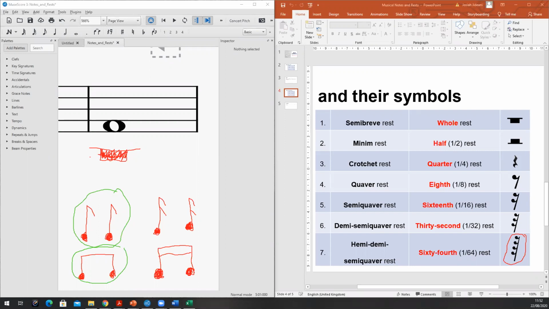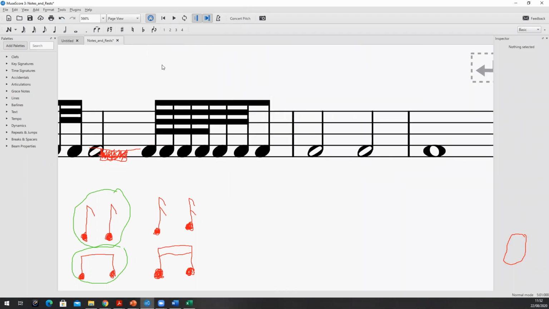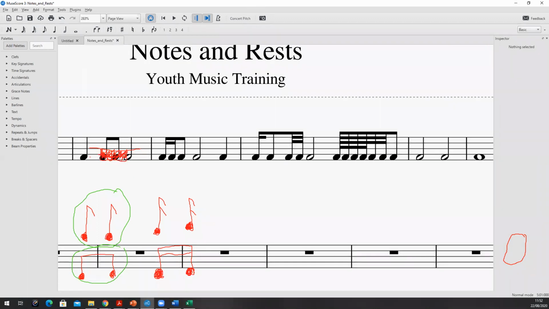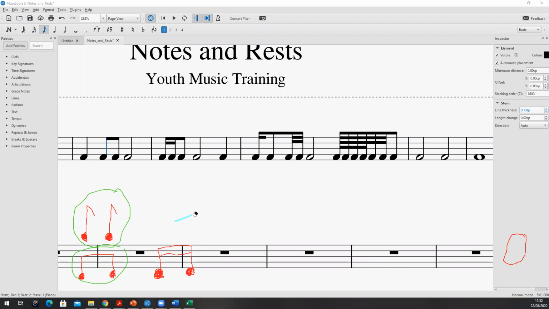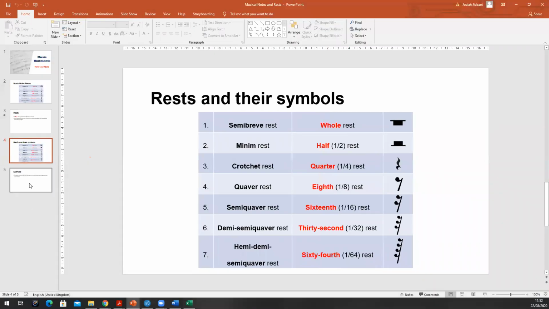Okay, so that concludes our study today on rests and the different rests that we have in music. Well, the major ones. Obviously, there are others, but they are just fractions of these rests. But these are the main ones you would find generally in music. Okay. Any questions?